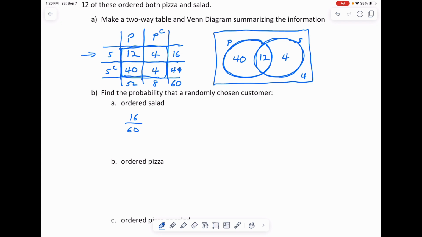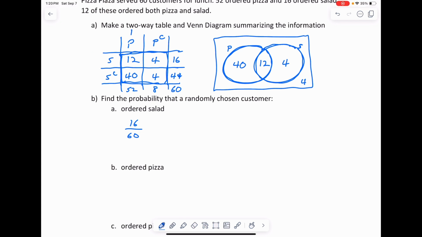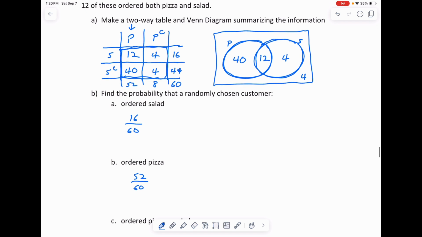Ordered pizza, so again, now we're looking at all the people who just simply ordered a pizza, whether they ordered a salad or not, we don't really care. And so we're looking at that first column, 52 out of 60 people ordered a pizza.